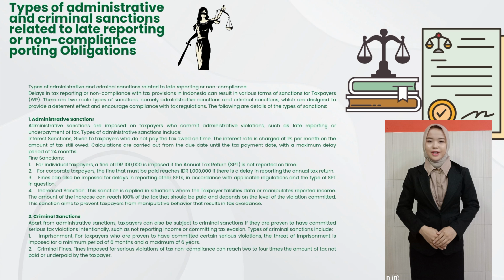2. Criminal sanctions. Apart from administrative sanctions, taxpayers can also be subject to criminal sanctions if they are proven to have committed serious tax violations intentionally, such as not reporting income or committing tax evasion. Types of criminal sanctions include 1. Imprisonment. For taxpayers who are proven to have committed certain serious violations, the threat of imprisonment is imposed for a minimum period of 6 months and a maximum of 6 years.